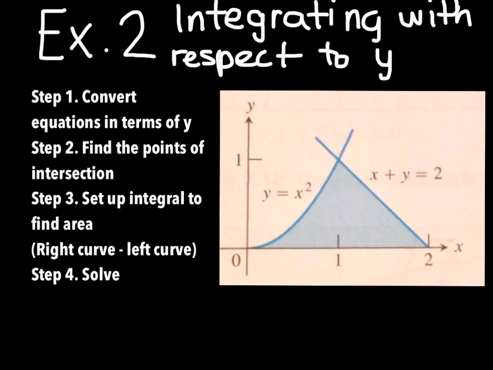For example 2, we will be integrating with respect to y. Step 1. If the equations are in terms of x, convert them to in terms of y by isolating x. Step 2. Find the points of intersections. These bounds will be the y values instead of the x values. Step 3. Set up the integral to find the area using the bounds solved in the last step and subtract the left curve from the right curve. Step 4. Solve the integral either using the calculator or analytically.